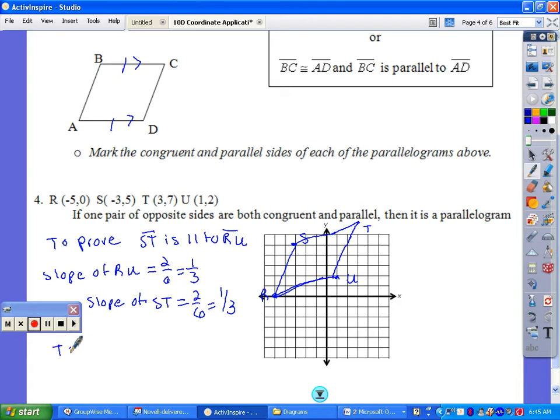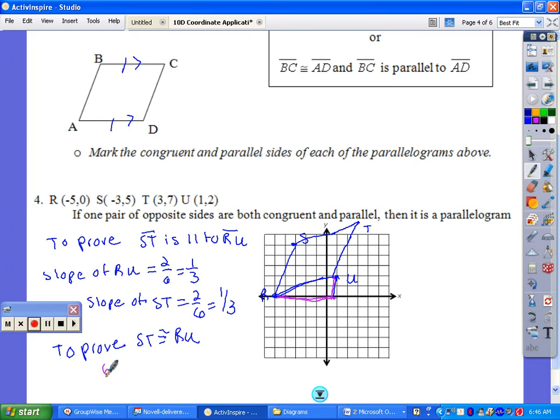But we also have to prove ST is congruent to RU. So we need to find the distance. If we use these, we make our triangle. Instead of the distance formula, we can use our Pythagorean theorem. So I make my triangle, and we count our blocks. So we go over 1, 2, 3, 4, 5, 6.